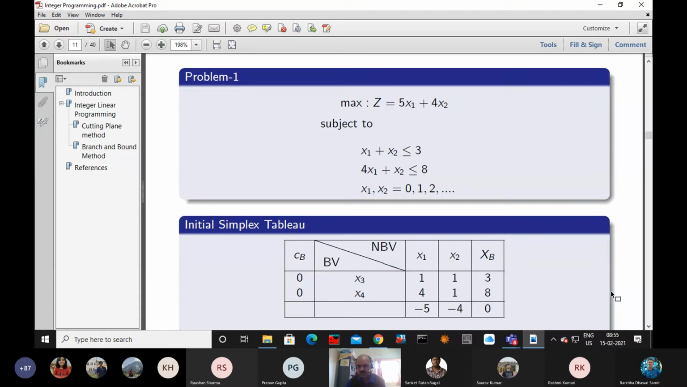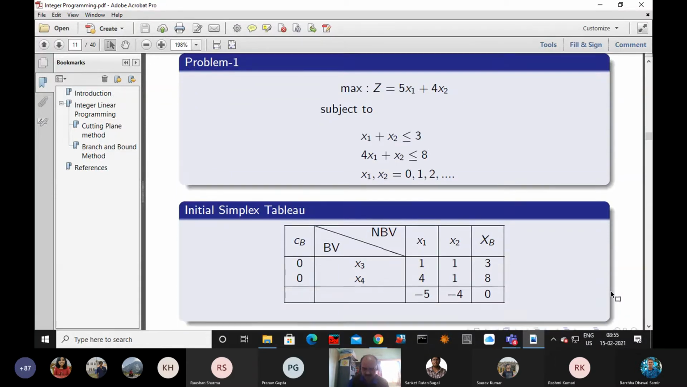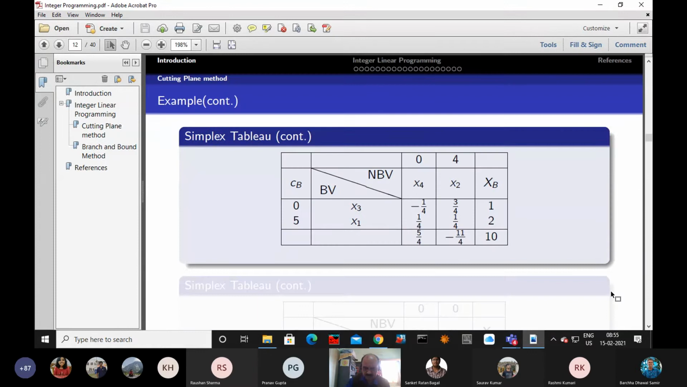There are altogether 4 variables: 2 are the slack variables, 2 are the actual variables. So basic variables, non-basic variables. This is the initial simplex table. After the initial simplex table, we will compute the next table. With respect to this problem, this is the next table. I will not explain, as you know it.